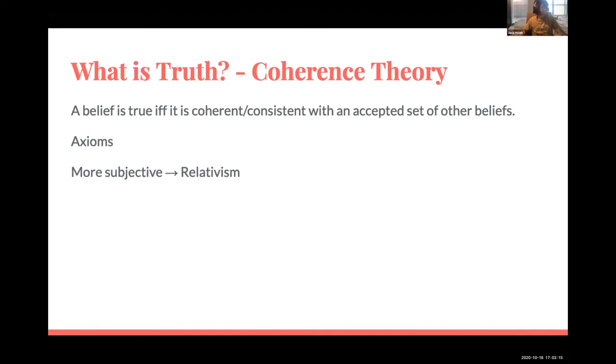And obviously this makes the argument that there isn't really such a thing as objective truth like we would have in correspondence theory. So coherence theory's goal is probably to define what people generally accept as axioms or beliefs that they just accept as true.